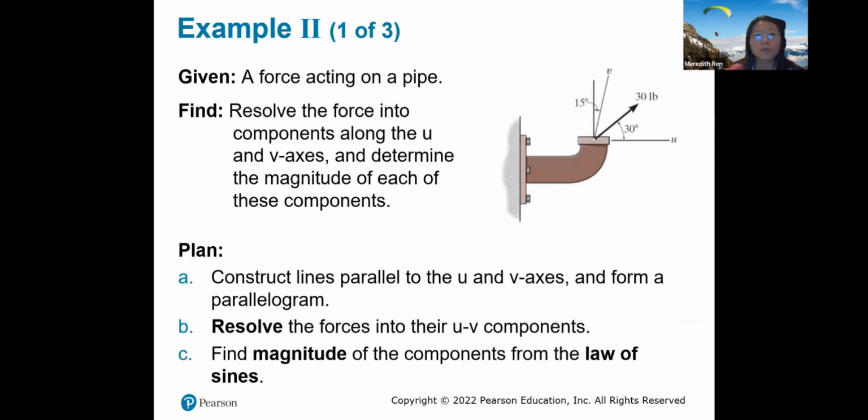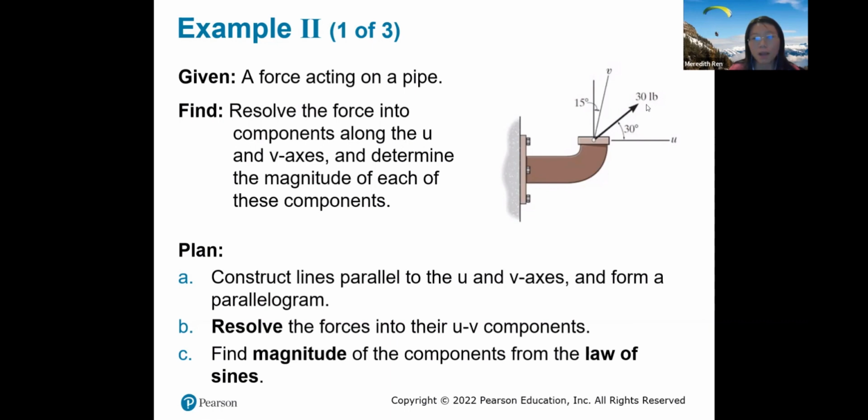Example number 2. We have a force being applied to this point right here, and we want to resolve the force into components along the U and V axes. Notice that in this problem, when we resolve them, U and V are not perpendicular to each other. So be careful. A little hint over here is that we are going to use the law of sines. And let me show you how.